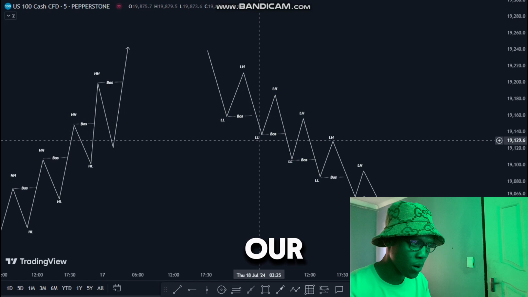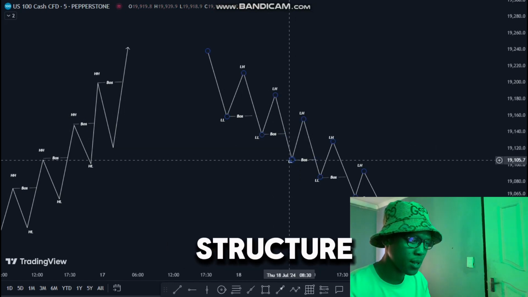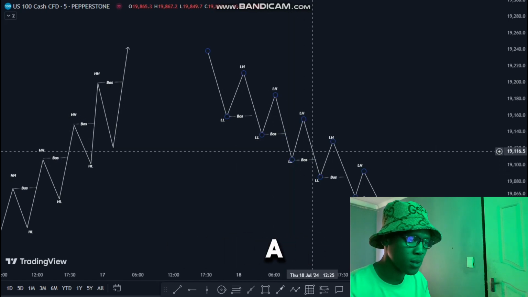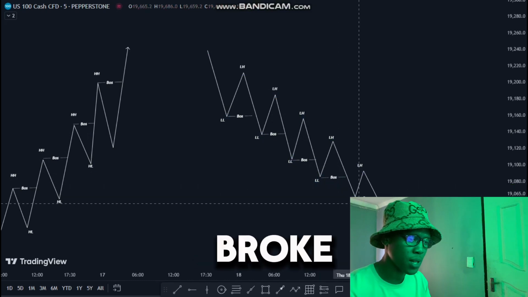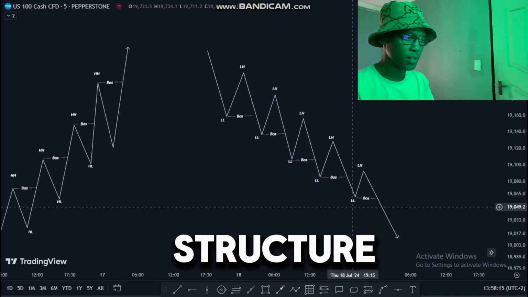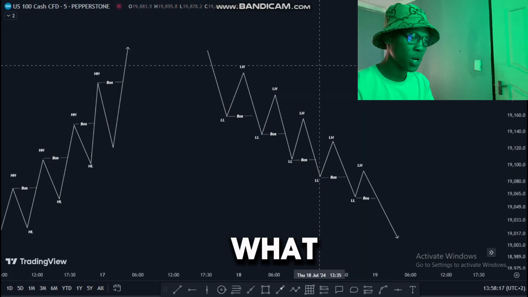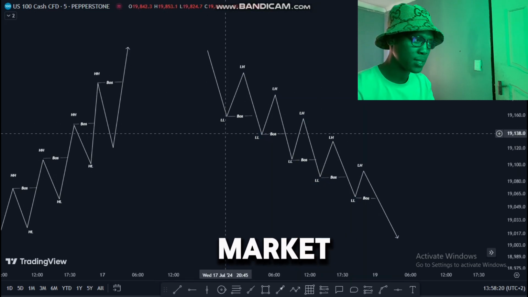The market broke our lower low here, gave us a break of structure. The market broke our lower low here again, gave us a break of structure, and again here, gave us a break of structure, right? So that is what we have in a bearish market structure, right?